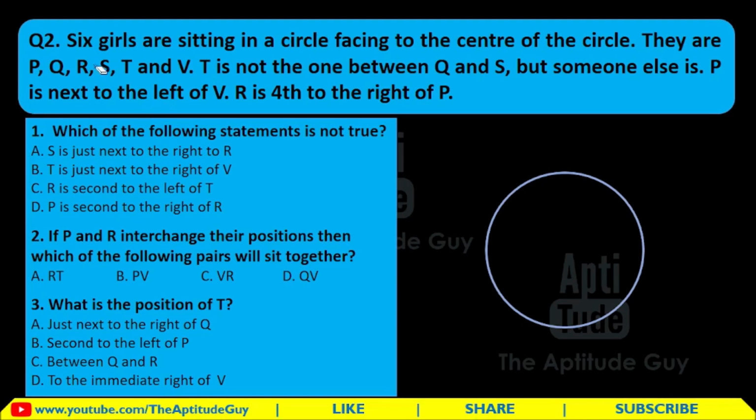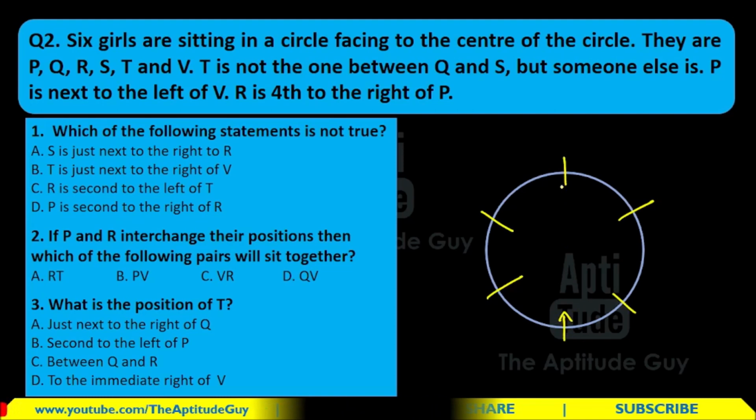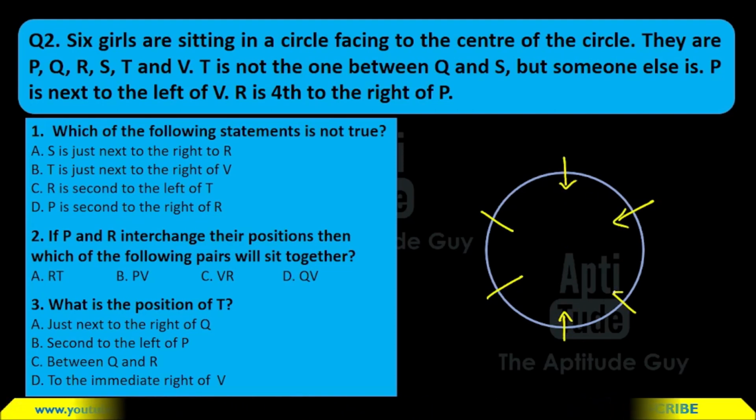Alright, let's do it. 6 girls are sitting in a circle facing the center. Okay, 1, 2, 3, 4, 5 and 6. They are all facing the center. I have this habit of drawing the arrows so that I don't have to keep remembering which side they are facing. If you are also a person who does not trust his or her memory, then please do this. Your future self will thank you.